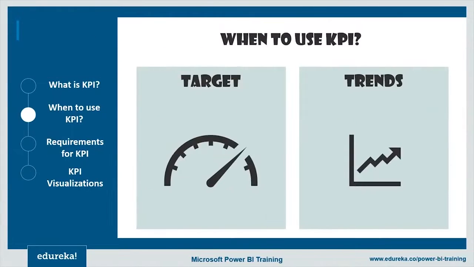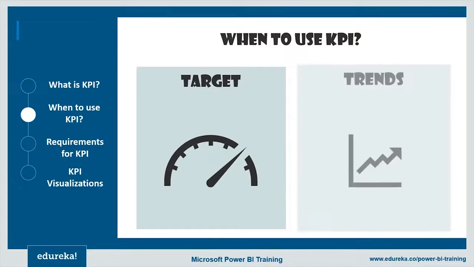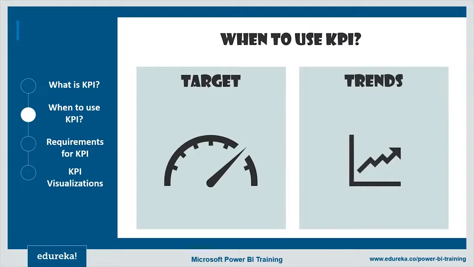Next, this is a really important question: when to use a KPI. So KPIs mainly answer two questions. A, what am I ahead or behind on? This specifically refers to a number which is your target. And secondly, how far ahead or behind am I? So this represents a trend which is related to the target.